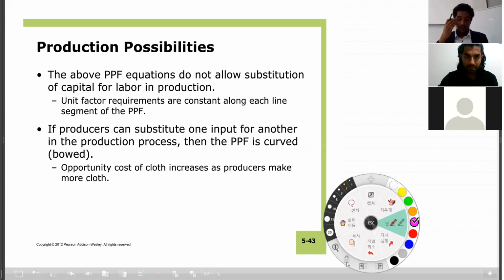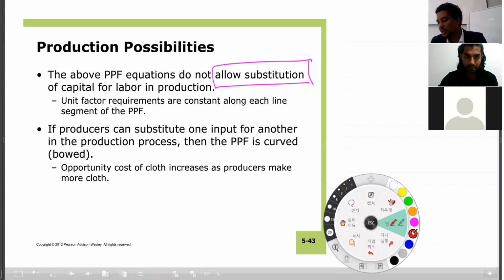So let's start from here, because the previous example, I want you to read by yourself. The above production possibility frontier equation does not allow substitution. So far we were discussing that there is no substitution. Substitution in a sense, we cannot substitute labor for capital or capital for labor. We were considering these two factors of production as separate. So now from here we can see what will happen if we allow substitution of capital for labor in production.